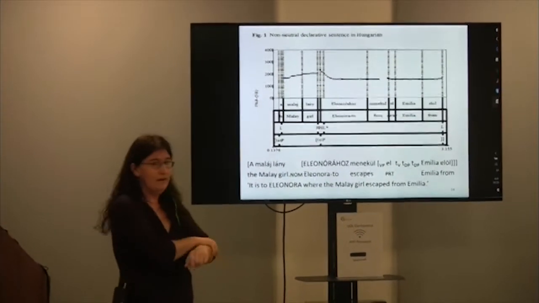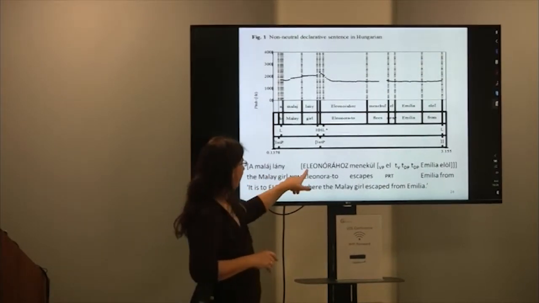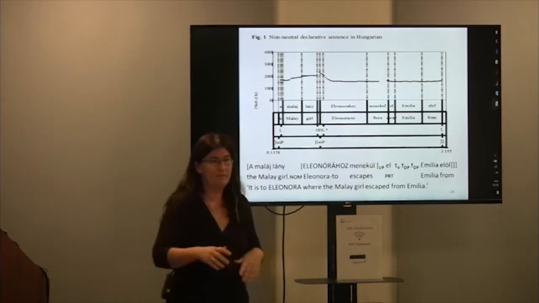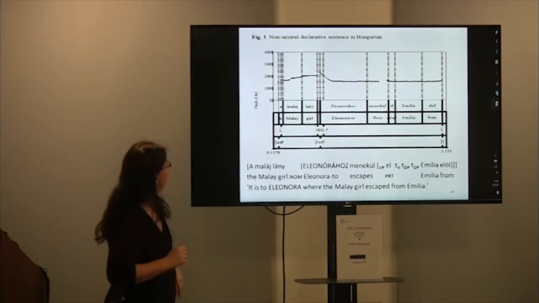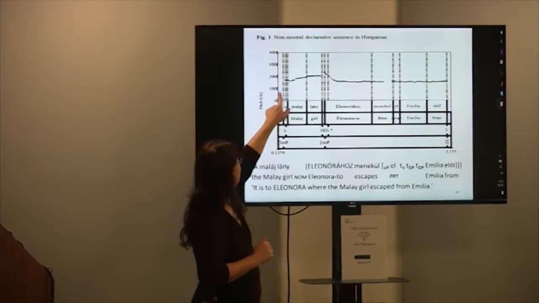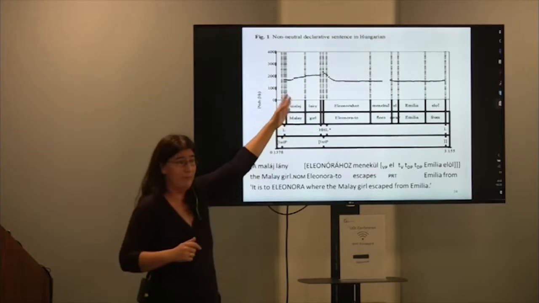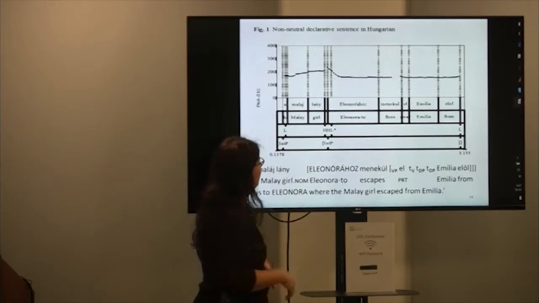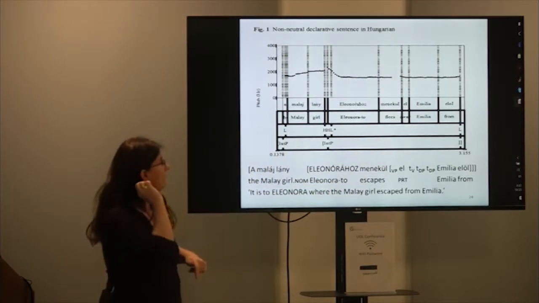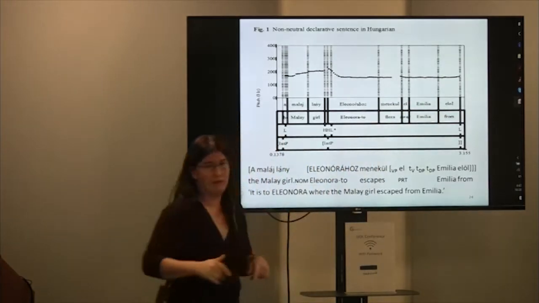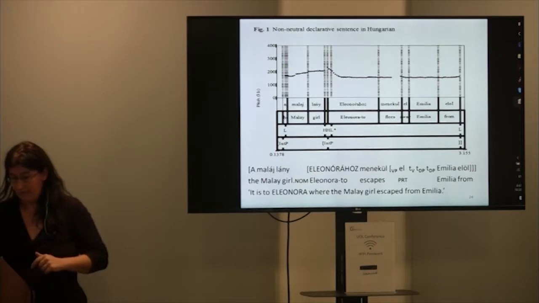So this is a speech track of a sentence, something like the Malay girl escaped from Emilia. You get all the sonorants so that you get a nice track. Here you can see that the topic, the Malay girl, is followed by an intonational boundary. And then there's a fall starting on the focal element. And then the verb and everything else is pretty much de-stressed, which is the phrasing that we predict.